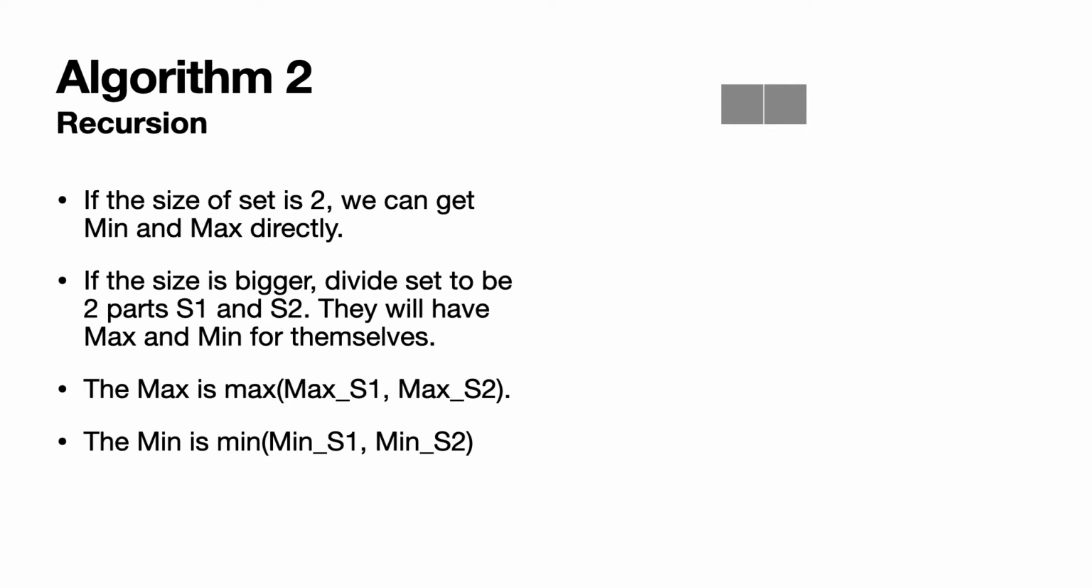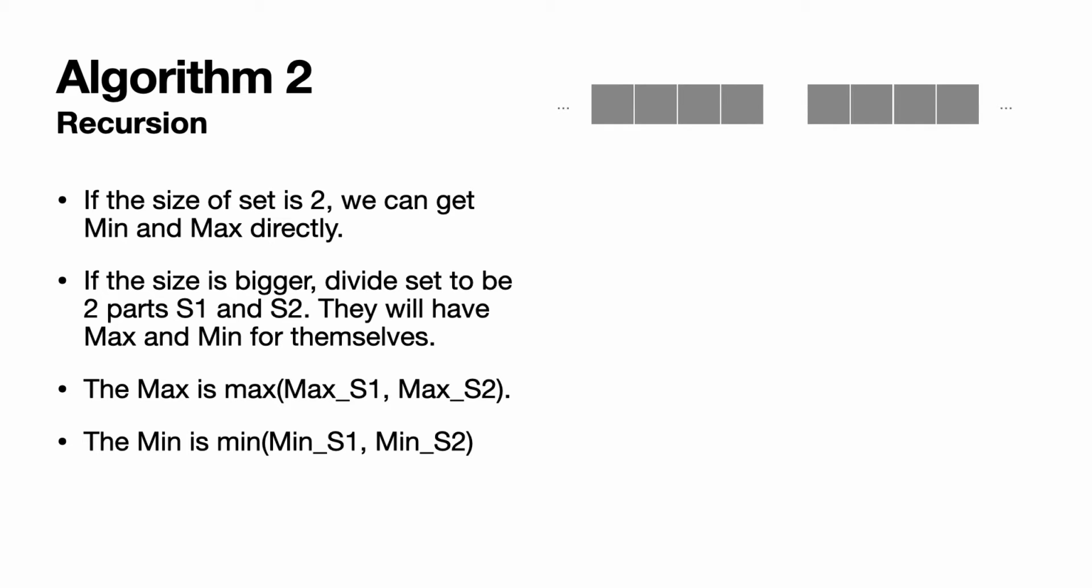Then for another algorithm, which will use recursion. At first we consider that if the total set only has two numbers inside, we can get the minimum and the maximum directly. The bigger one is the maximum and the smaller one is the minimum. If the size is bigger, we can divide it into two parts. We call them S1 and S2. Then both of them will have a maximum and minimum for themselves.